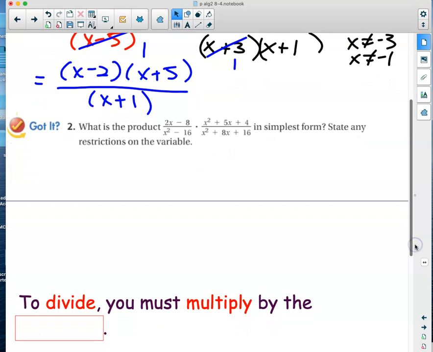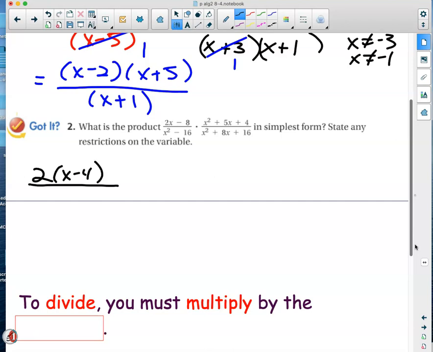All right, let's look at this one. We've got 2x minus 8. What do you notice about that one? Yeah, greatest common monomial factor. Hey, x squared minus 16, that looks familiar. How does that factor? Yep, difference of two squares. And we're multiplying again. X squared plus 5x plus 4.